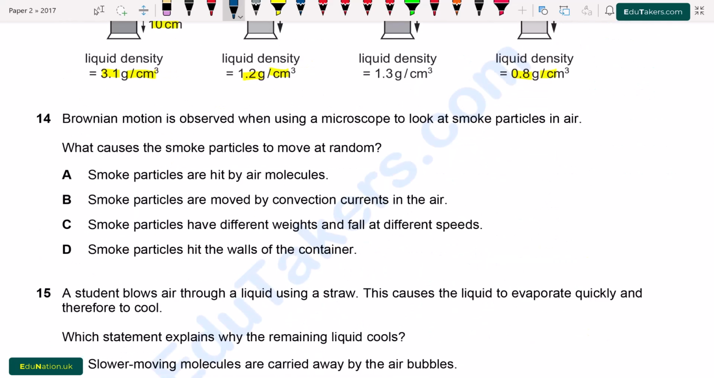Question number 14. Brownian motion is observed when using a microscope to look at smoke particles in the air, which causes the smoke particles to move at random. Option A. Smoke particles are hit by the air molecules. B. Smoke particles are moved by the convection currents in the air. C. Smoke particles have different weights and fall at different speeds. D. Smoke particles hit the wall of the container. From here, option A is correct, that the smoke particles are hit by the air molecules.